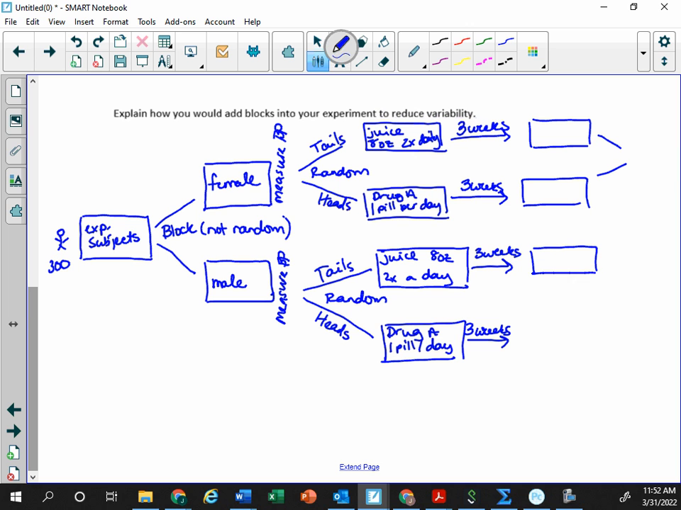What do we do after 3 weeks? Measure, and our final step is to compare, okay?